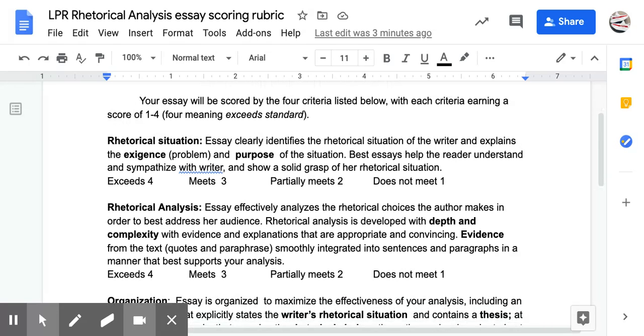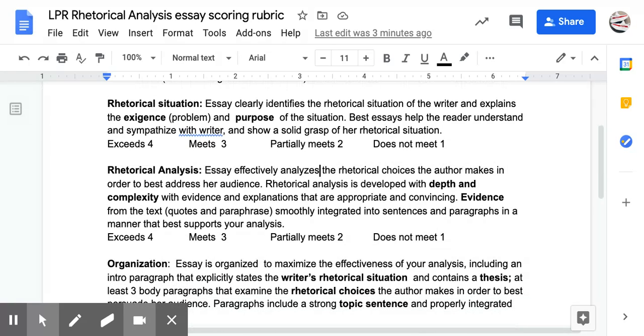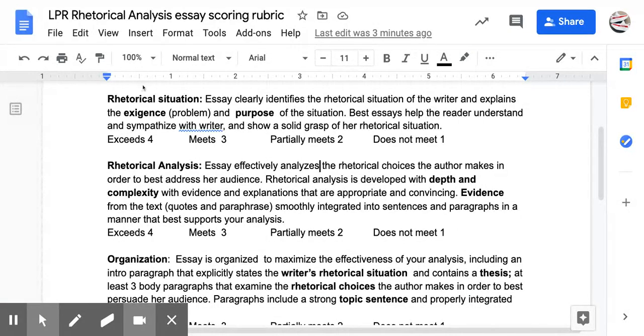So there's going to be 4 criteria that I'm going to use to score these essays. The 4 major things we've been talking about related to this. First, the rhetorical situation. In this case, we're looking at the best essays, which clearly identify the rhetorical situation of the writer, and explain the exigence, the problem, and the purpose of the situation. So who is the writer addressing? What problems is he or she facing, and what is the purpose of the speech?